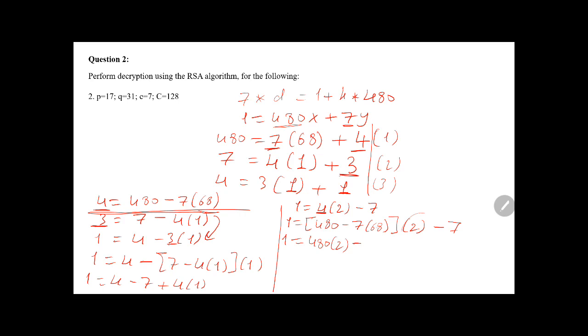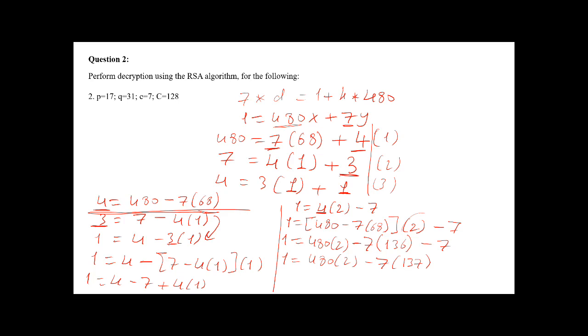We can multiply with the 68, not the 7, so it will be minus 68 multiplied by 2 is 136, so it will be 136 and minus 7. So we combine like terms, so we have 7 multiplied by 136 and 7 multiplied by 1, so it will be 1 equal 480 multiplied by 2 minus 7 multiplied by 137. Okay, so far so good. We are done with substituting equations into each other.